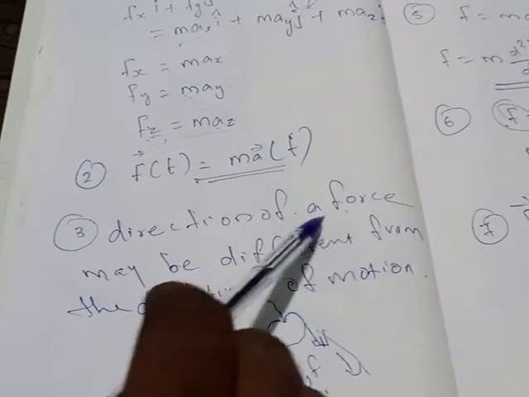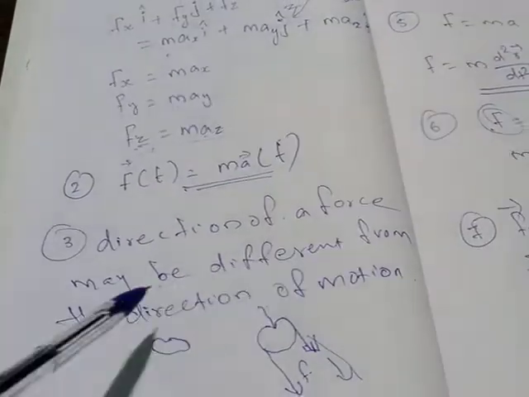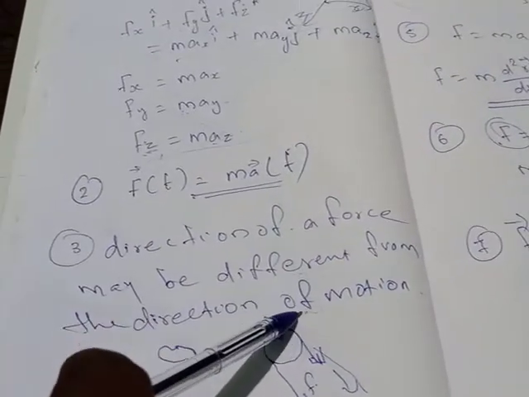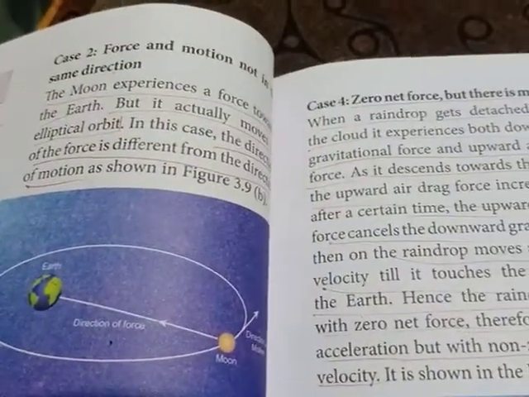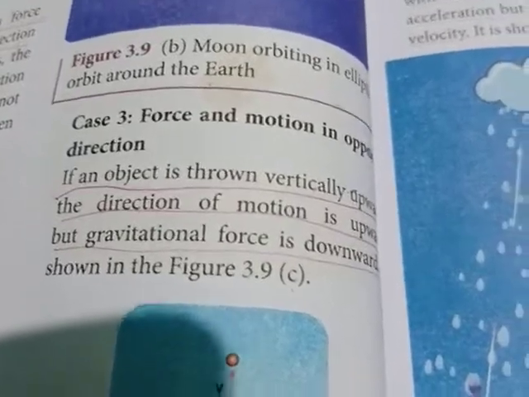And the third point is that the direction of the force may be different from the direction of the motion. Here we are solving four cases. First case is force and motion in the same direction. Second case is force and motion not in the same direction. Third case is force and motion in opposite direction. Fourth case is zero net force but there is motion. And I told about all the examples.